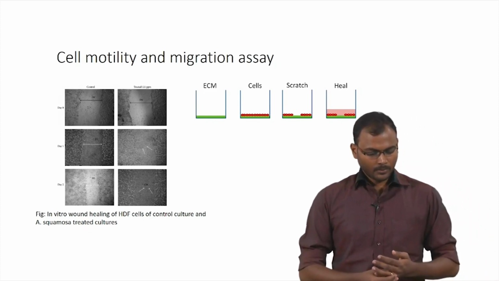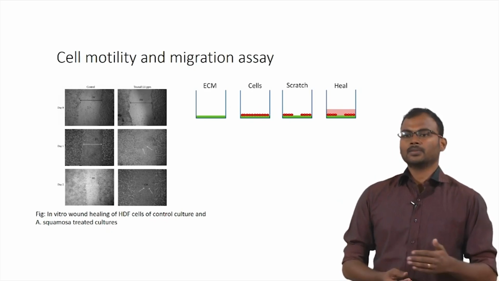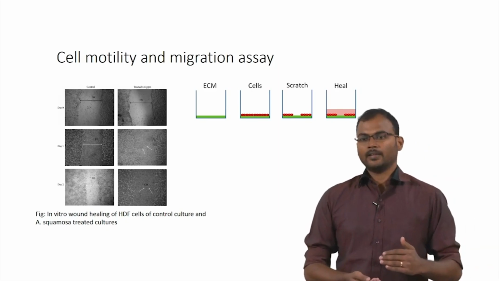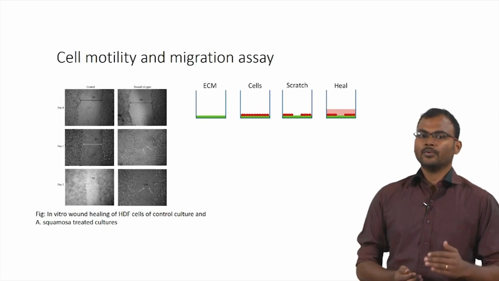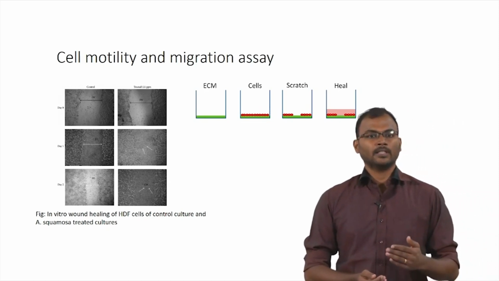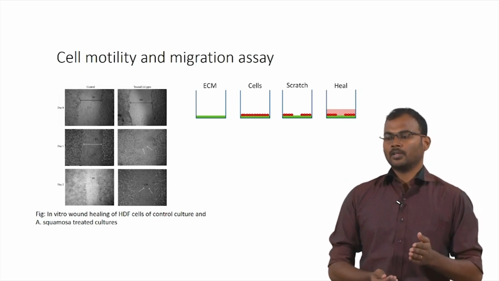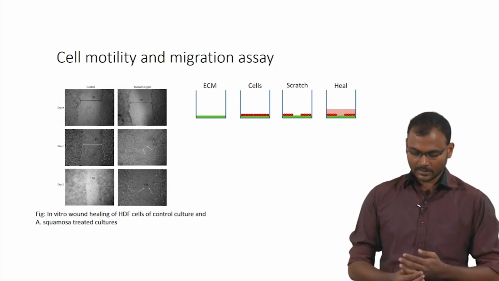So coming to the cell motility and cell migration assay. These are the next stage of characterization, predominantly used in wound healing applications. In wound healing, there would be a wound separating two parts of the same tissue, so you have to join them. That can be done using this scratch assay.